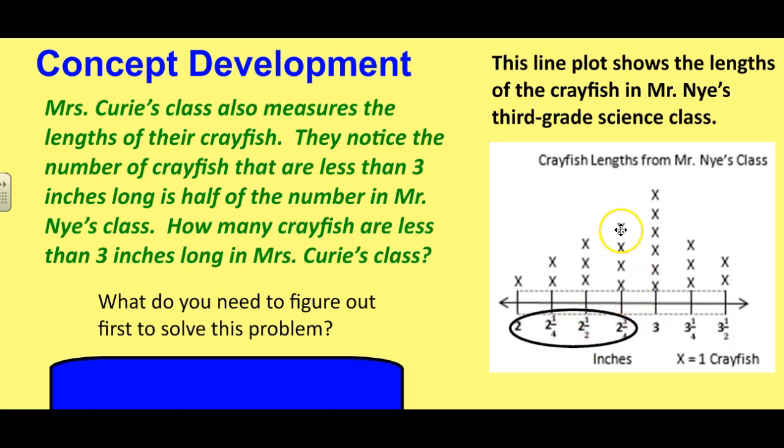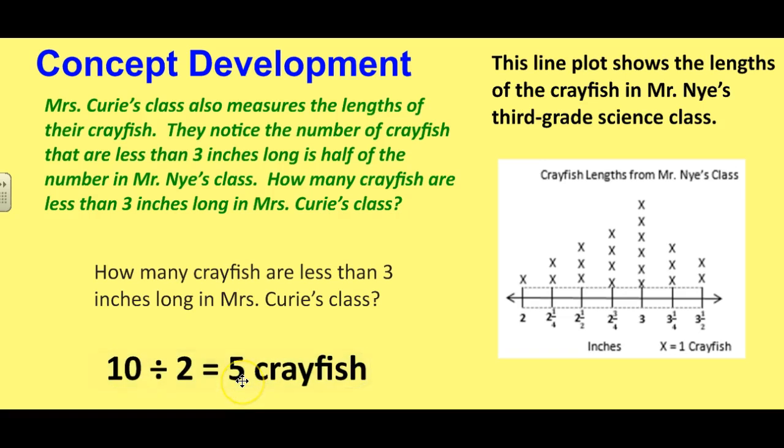So if I've got 4 right here and 3 right here, I know that that's 7. And then I've got 3 right here, and I know that 7 and 3 together equals 10. So Mr. Nye's class has 10 crawfish that are less than 3 inches, and Miss Curry's class has half of that in their class that are less than 3 inches. So all we need to do to figure this out is what is half of 10, and that's going to tell us how many are in Miss Curry's class that are less than 3 inches. So I want you to write that number down on your piece of paper and push play when you're ready to check it.